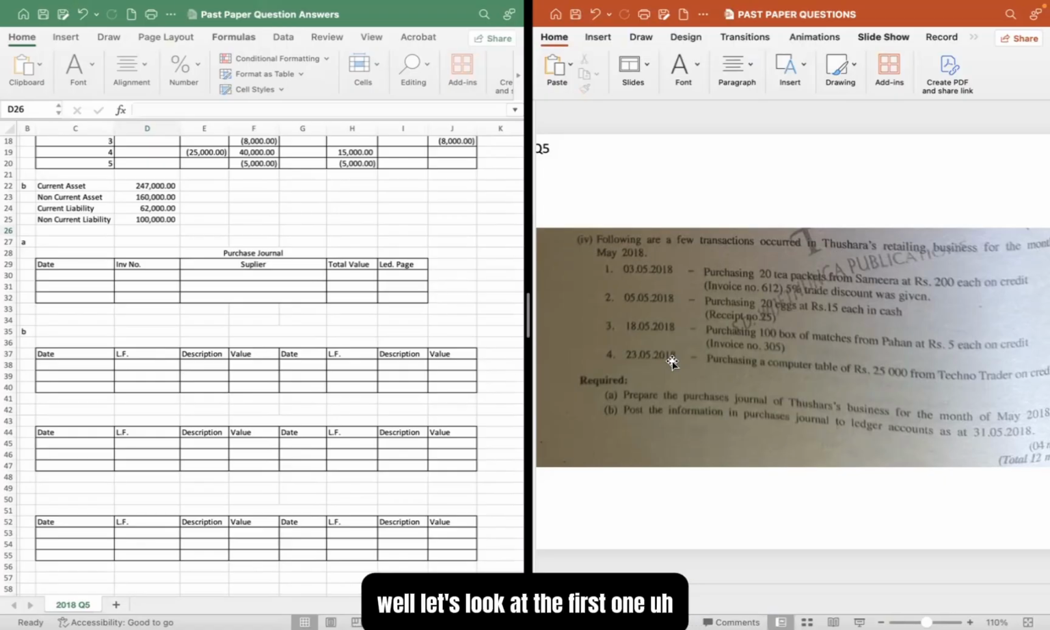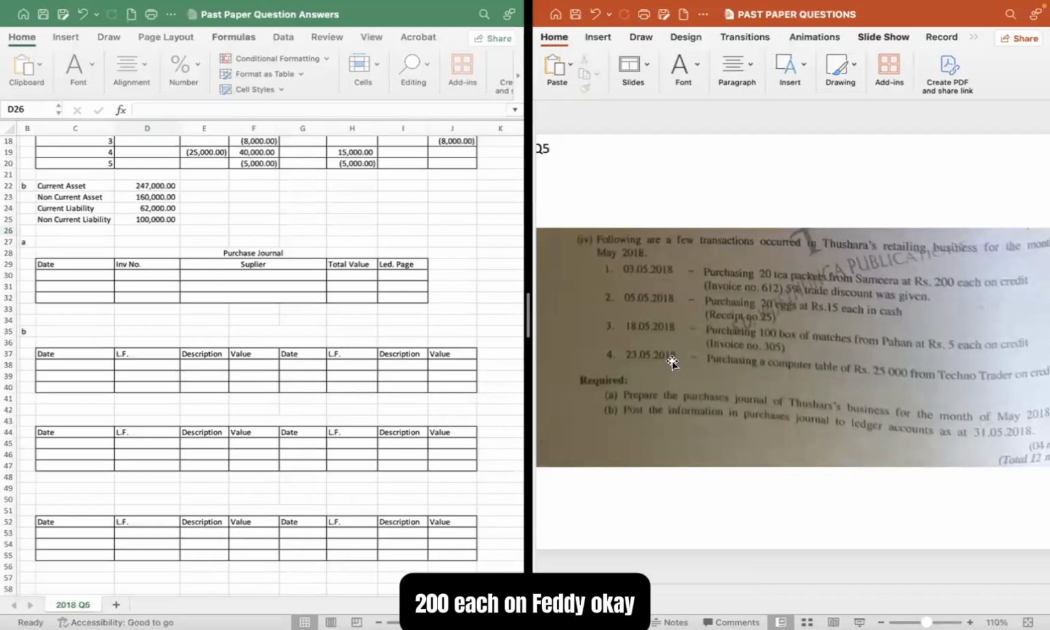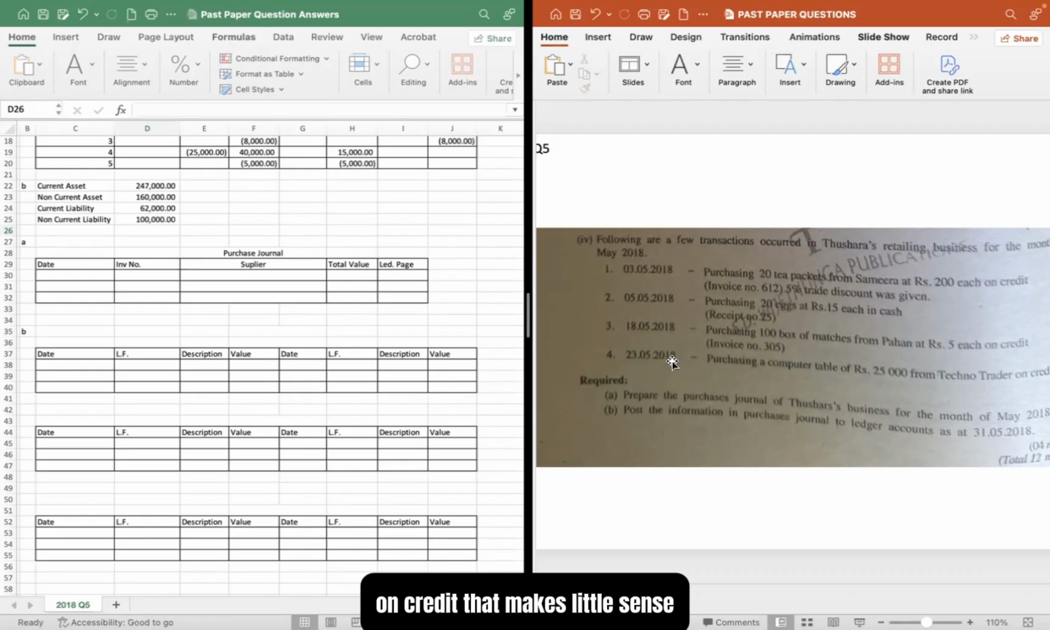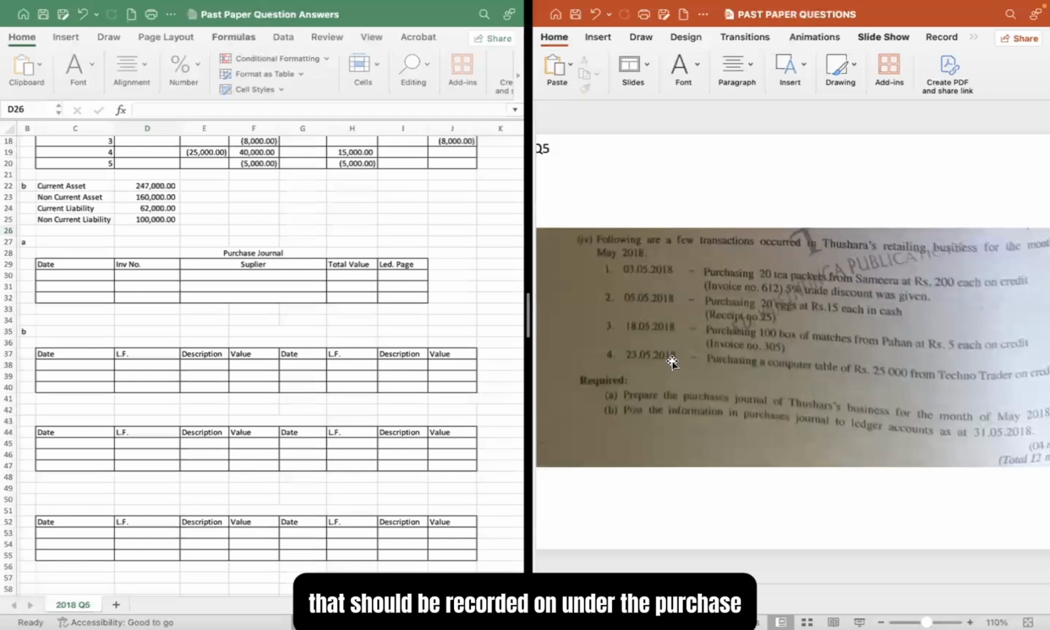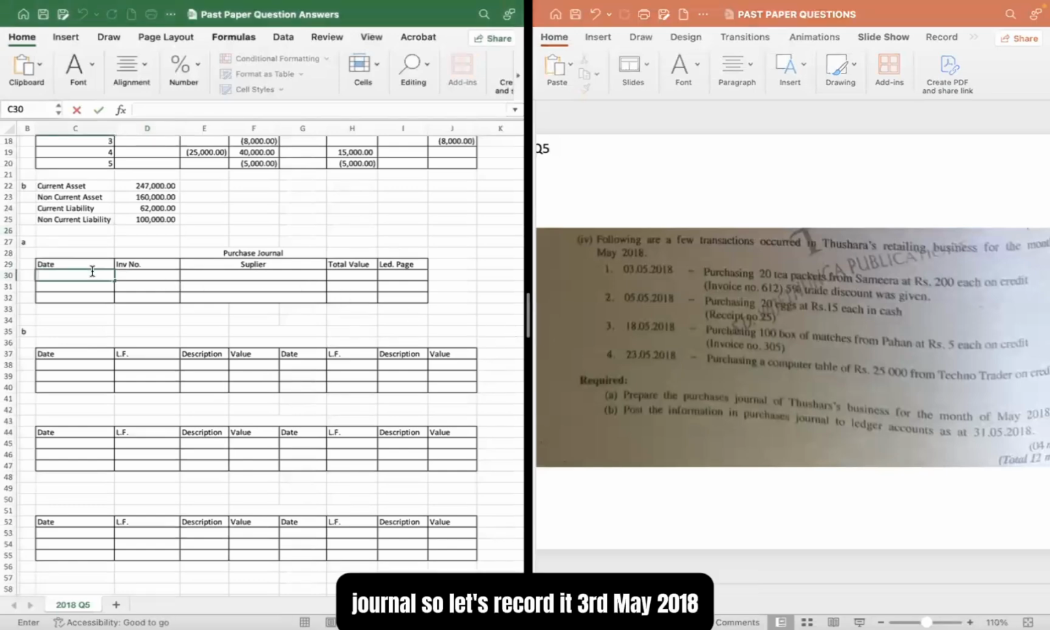Okay, well, let's look at the first one. On May 3rd, purchasing 20 tea packets from Samira at rupees 200 each on credit. Now this is a retailing business. So purchasing 20 tea packets from Samira at 200 each on credit, that makes sense. That should be recorded under the purchase journal. So let's record it.